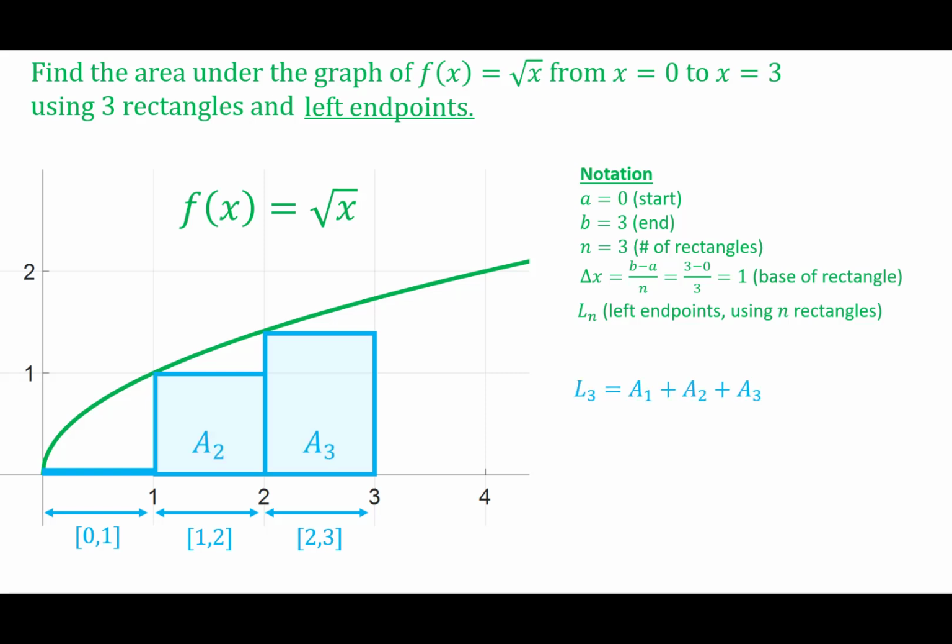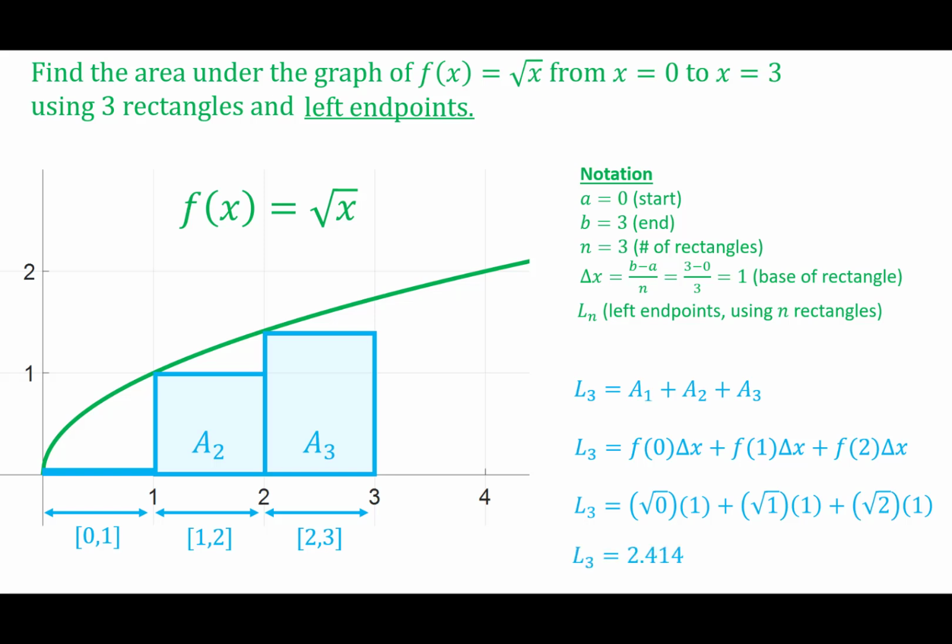L3 is the sum of those areas. And again, we do height times base, add them all up. And in this case, we get that calculation, which turns out to be 2.414.